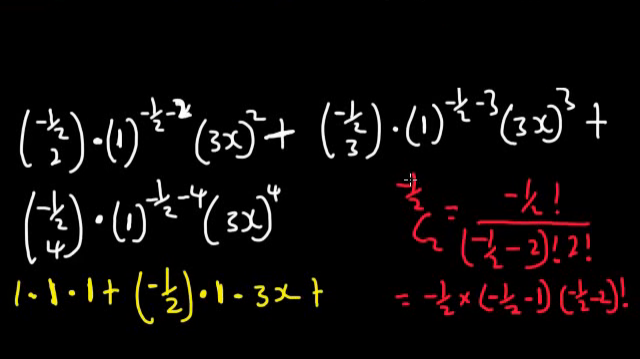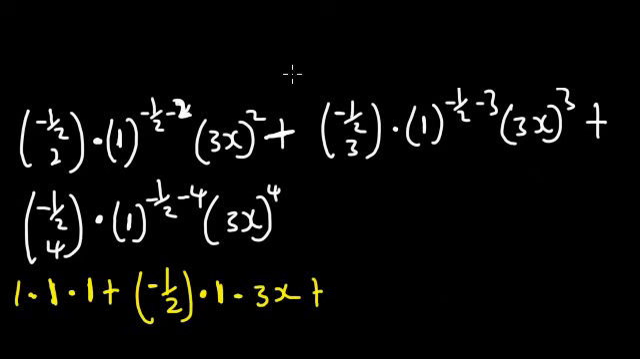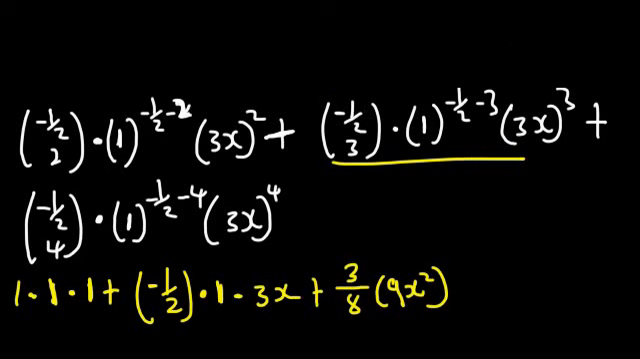So we have plus 3 over 8 multiplied by 1 raised to the power negative half minus 2, which is still 1, multiplied by 3x squared. Let's do 3x squared, that will be 9x squared. Perfect.